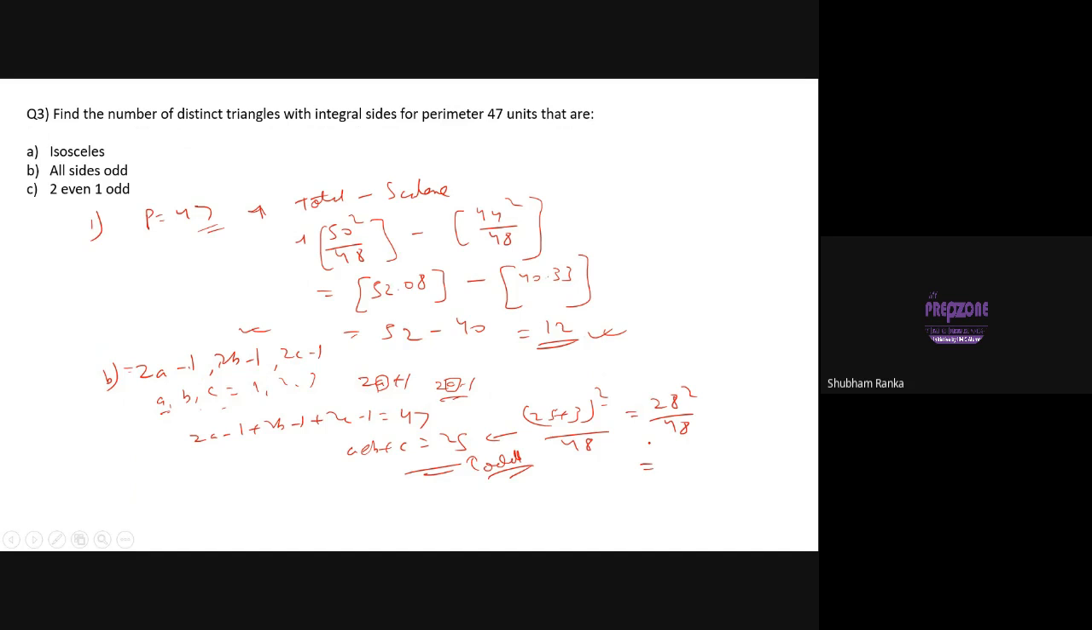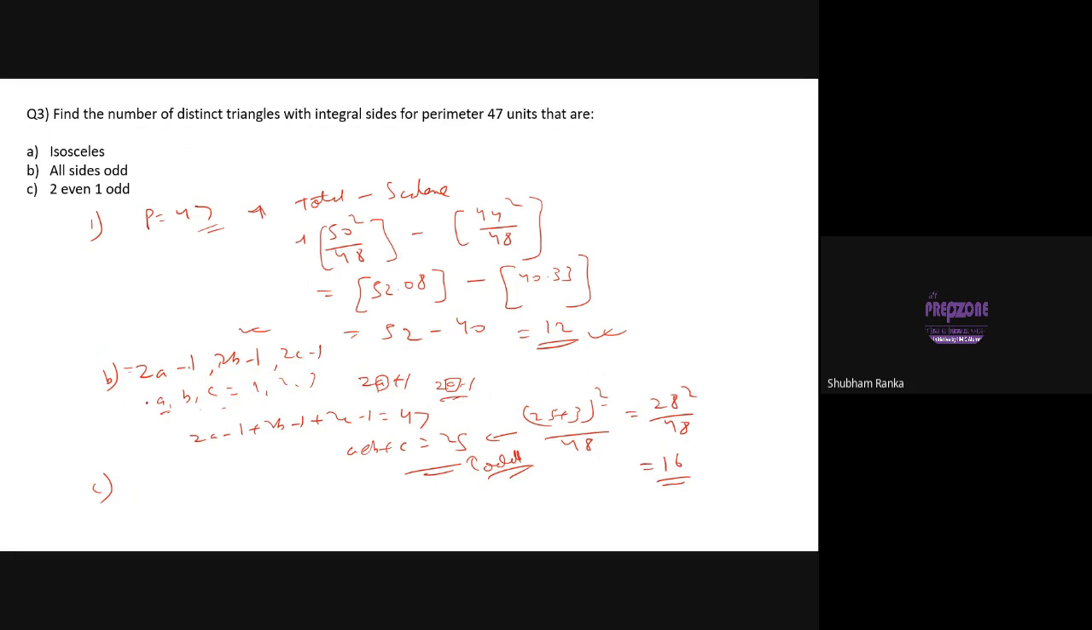If I check this via calculator live, this is 16.33. So the closest integer would be 16 triangles that would have all sides as odd. Okay, so all sides odd would be 16.